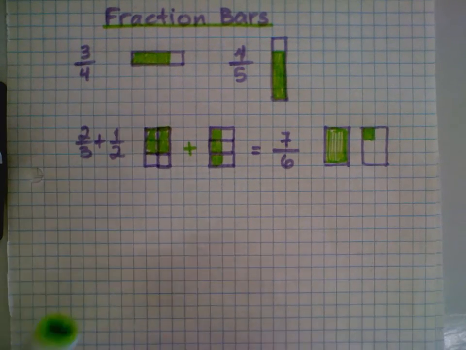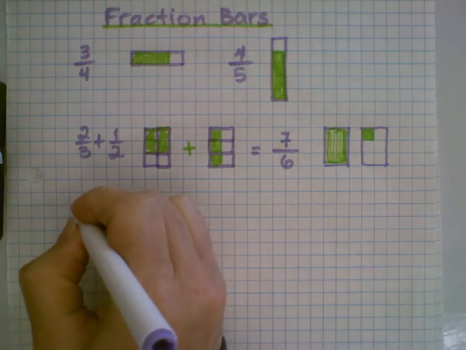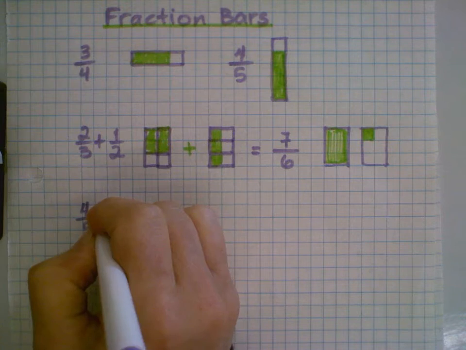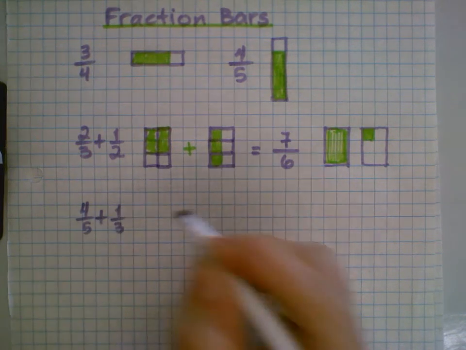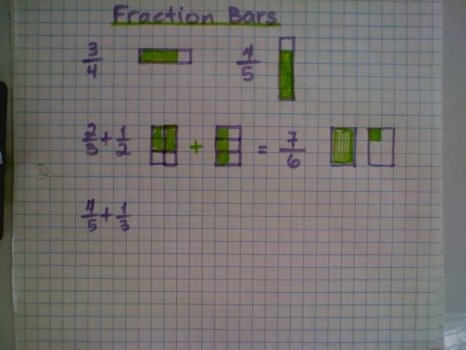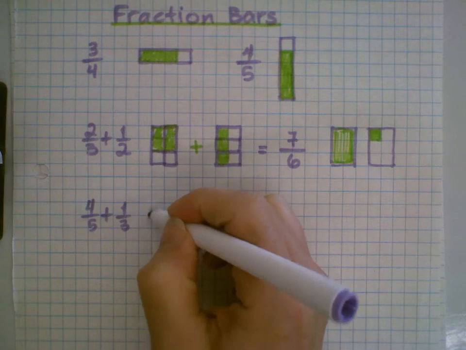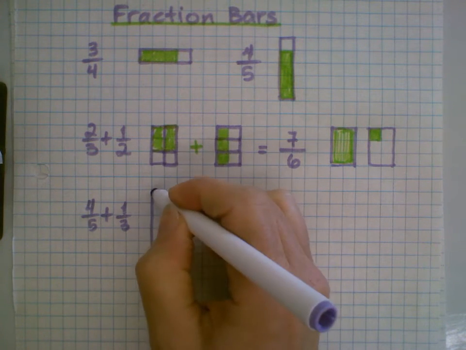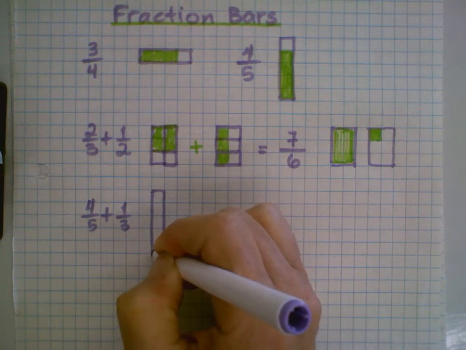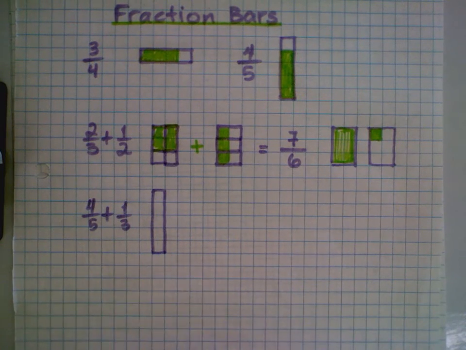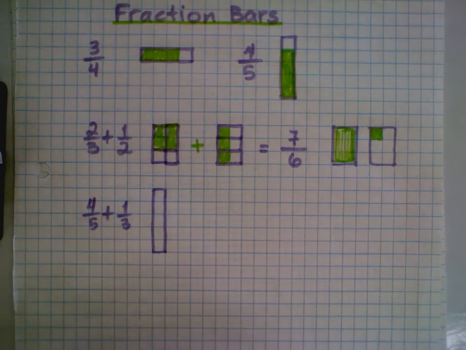Okay, we're going to do another one. So let's do 4/5 plus 1/3. So first step is to model the 4/5. I'm going to do that with a bar that is 5 long, and I'm going to color 4 of the 5.